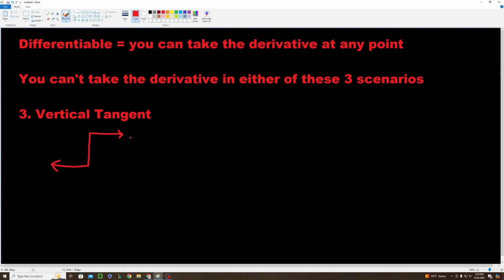Lastly, you can't take the derivative of something if it looks like this, if it's literally a vertical line in the middle, because you end up with the scenario where it's y2 minus y1 over x2 minus x1, but the x2 minus x1 is literally 0, and we can't divide by 0, so we cannot take the derivative of this. That's pretty much the reasoning for it, and you just got to know that.